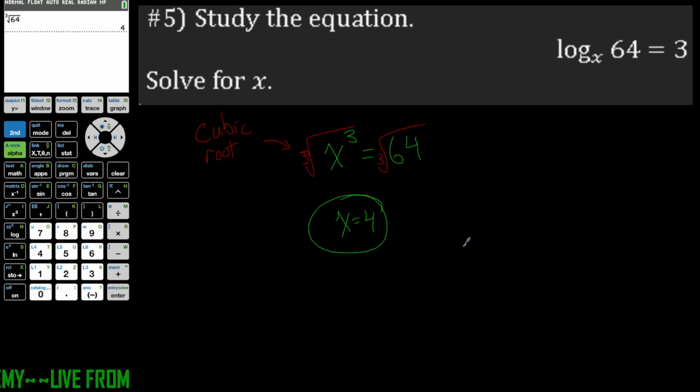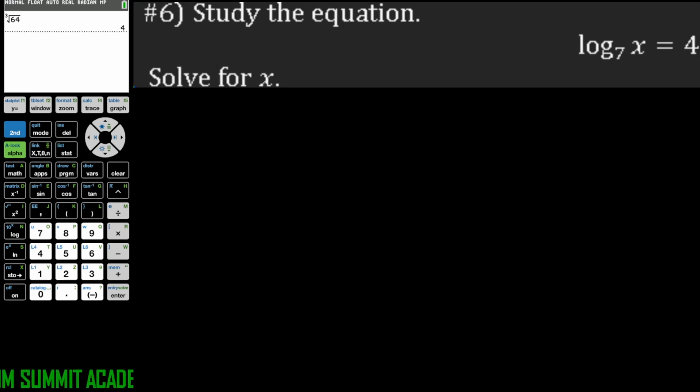Okay, getting a little bit better with this pen. Hopefully I don't jinx it. Last problem. Thanks for bearing with me. It says study the equation. Already studied it. We have and set up our exponential function now. So I'm going to solve for x. I have base 7 to the power x equals 4.